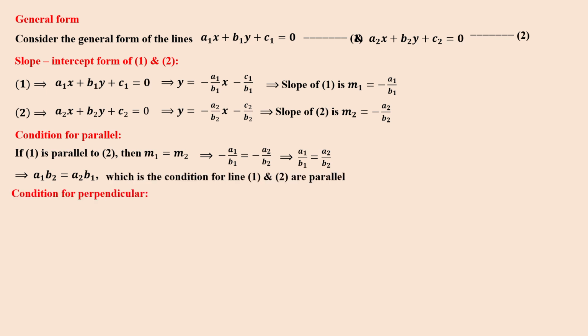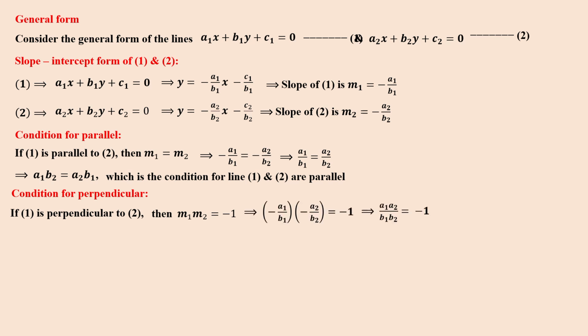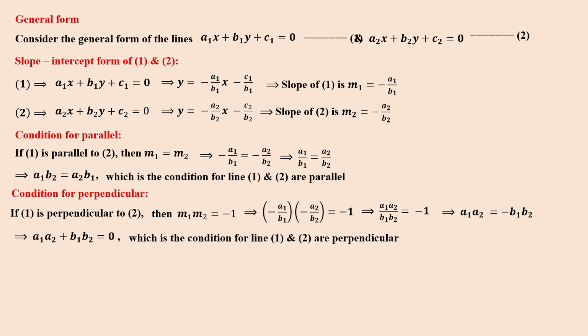Next, perpendicular. Condition for perpendicular. 1 is perpendicular to 2, that is 1 and 2 are mutually perpendicular. Then m1 m2 is equal to minus 1. That is minus a1 by b1 into minus a2 by b2 is equal to minus 1. That is a1 a2 by b1 b2 is equal to minus 1. So a1 a2 is equal to minus b1 b2. That is a1 a2 plus b1 b2 equal to 0, which is the required condition for 1 and 2 to be mutually perpendicular.